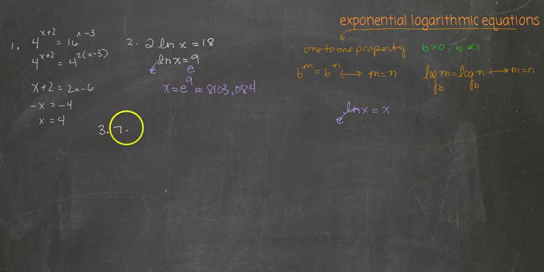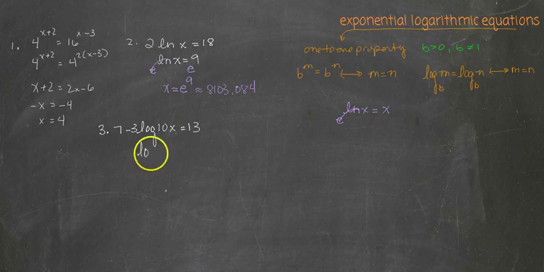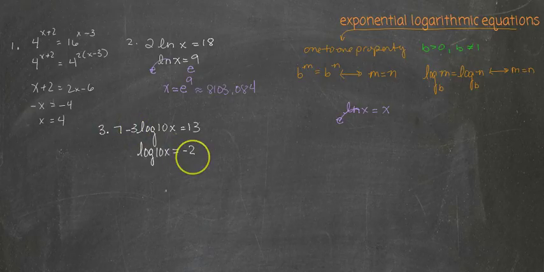Let's take 7 minus 3 log of 10x equals 13. So now, step back before you start working. Let's isolate the log 10x first. That means I'm going to subtract 7 from 13 and then divide by -3. So I'd be left with log 10x on one side. Well, 13 take away 7 is 6, divided by -3 is -2.